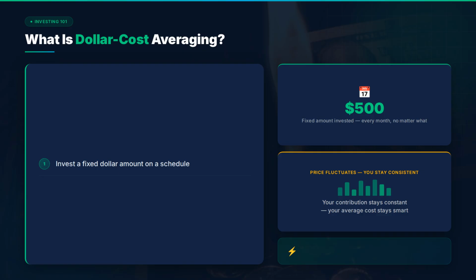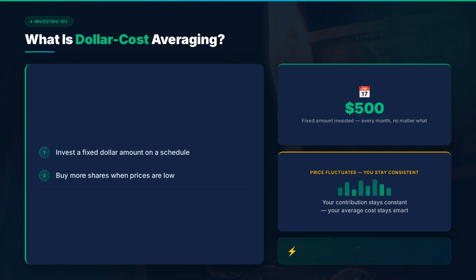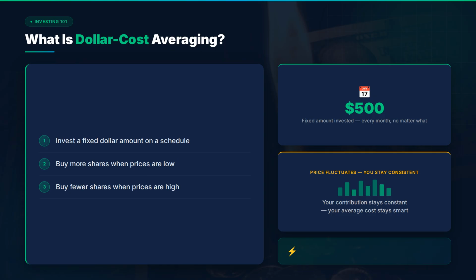Here's the simple version. Instead of trying to figure out the perfect moment to dump a lump sum into the market, you invest a fixed amount of money at regular intervals, say $200 every single month, no matter what the market is doing. When prices are low, your $200 buys more shares. When prices are high, it buys fewer. Over time, this averages out your cost per share.